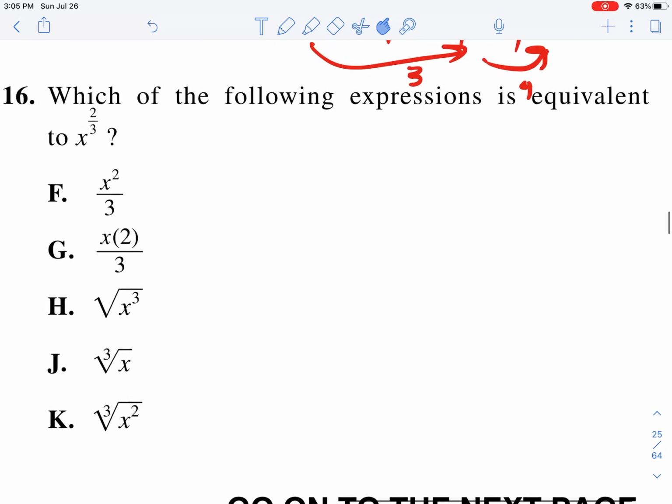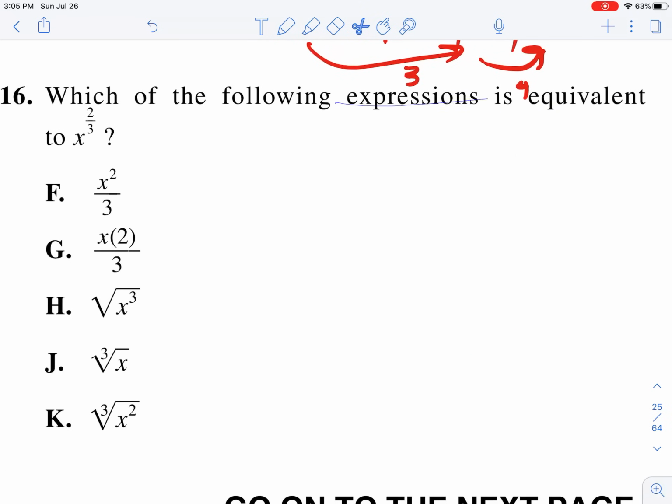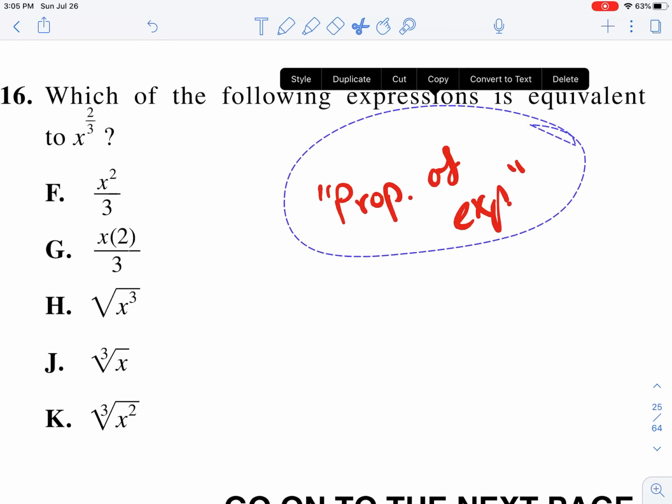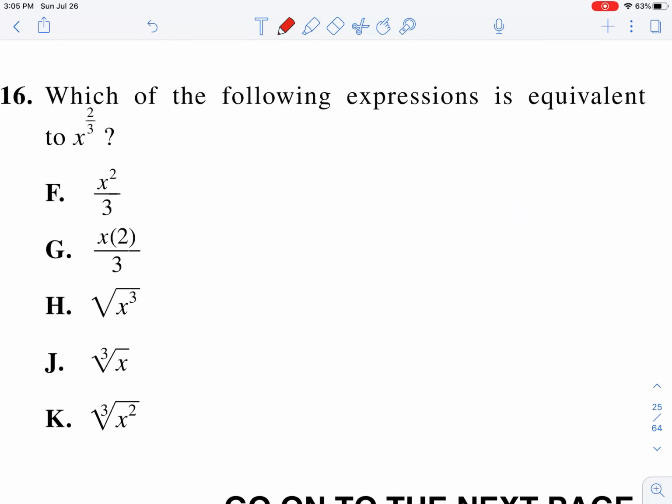Which of the following expressions is equivalent to x to the 2 over 3? Now, if you're not familiar with the skill, I recommend you go over the properties of exponents problem set in the course. You'll get at least 20 problems that are going through this, maybe even more depending on when you take them. So you'll see more problems like this.